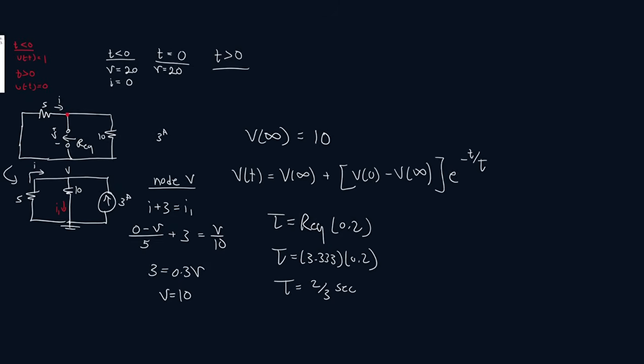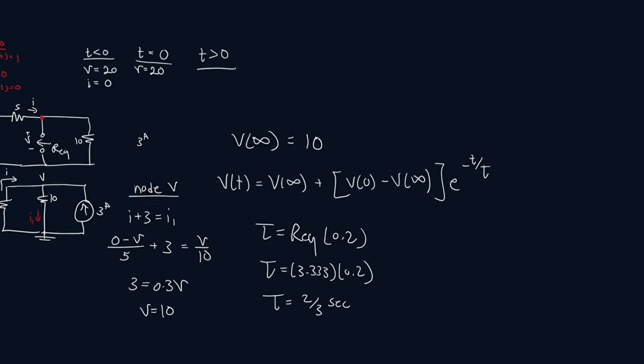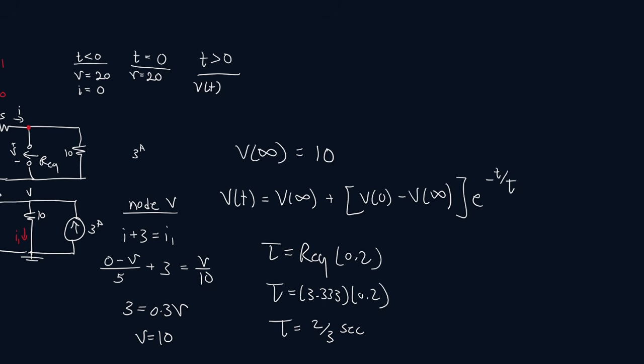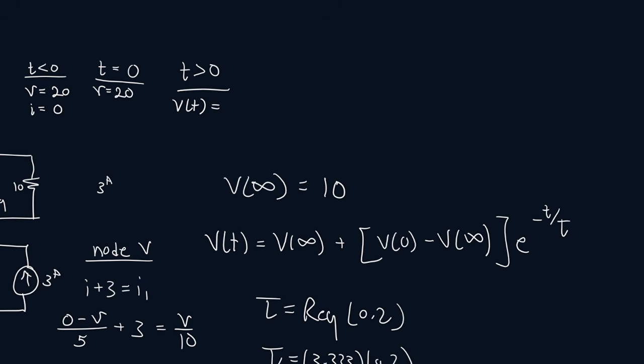Okay? And now let's solve for V(t). So V(t) will be equal to V infinite, which is 10, plus V0, which was 20, minus V infinite, which is 10, times e to the power of minus t over the time constant, which was 2 over 3, which 1 over that is 3 over 2. And then 20 minus 10, that's just 10. So 10 e to the power of minus 3 over 2 t.